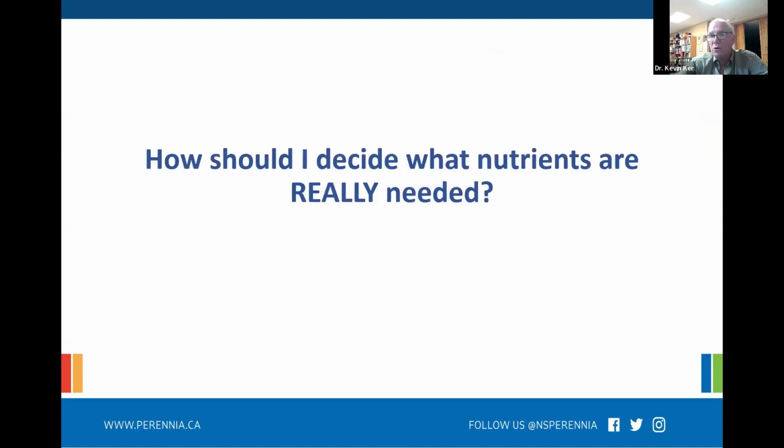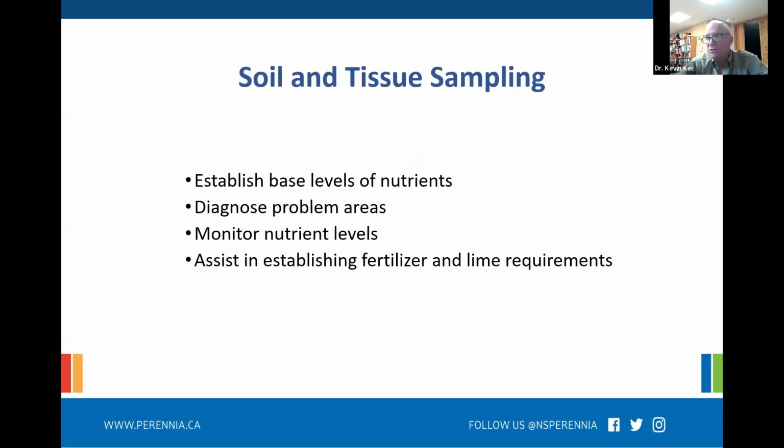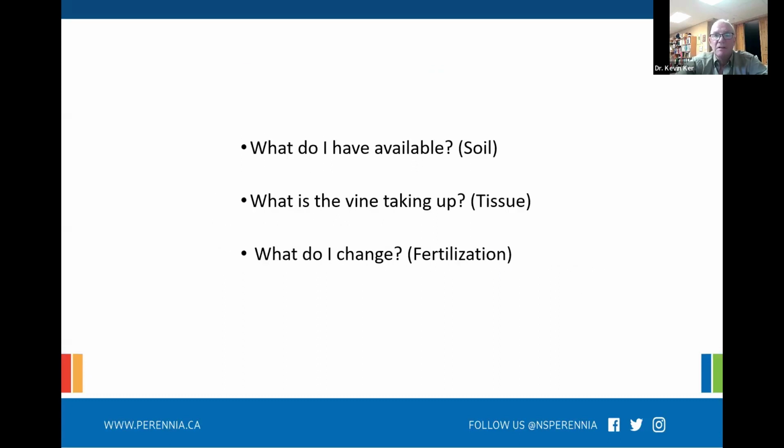So how do you decide what you really need? Well, as we've started with, you start with the soil. You need to know what the food source is for the plant. And then you want to look at whether there are problem areas. Can you visually identify within the block where there's trouble? You want to monitor those nutrient levels, and then you can adjust with fertilizer and lime. So the soil tells us what we have available for the plant to take up. The tissue tells us what the plant is taking up. And finally, by fertilization, we can modify the plant itself.